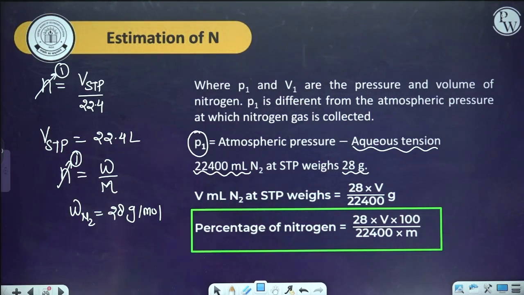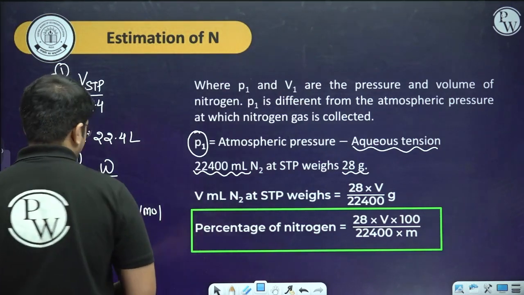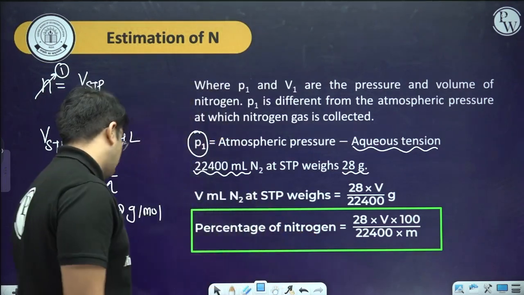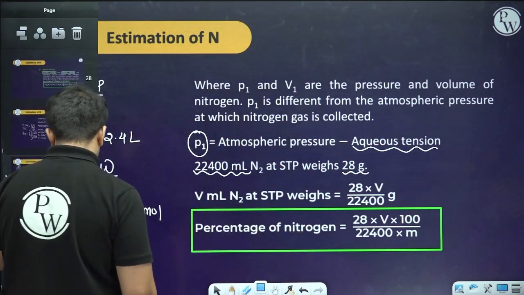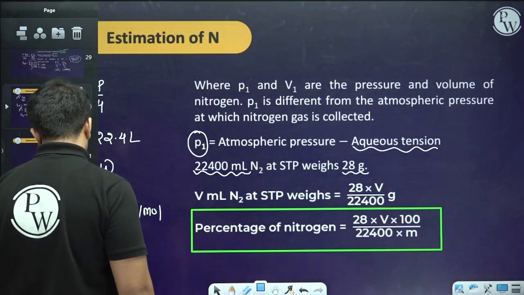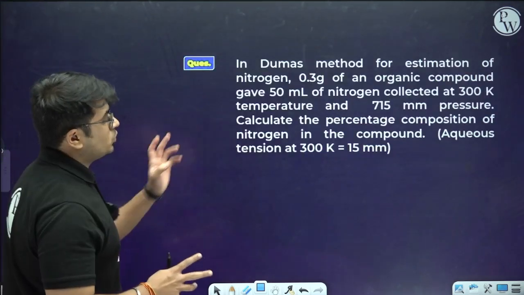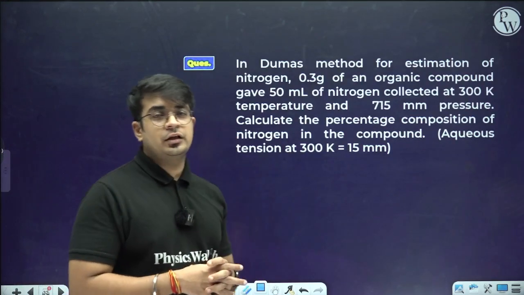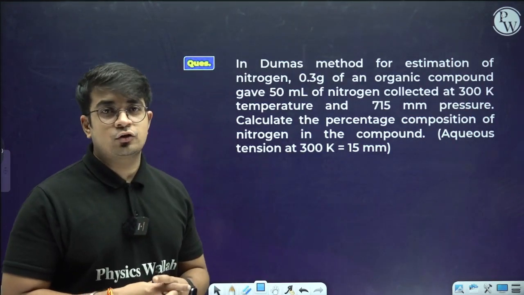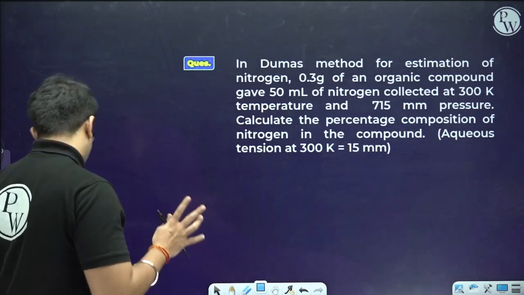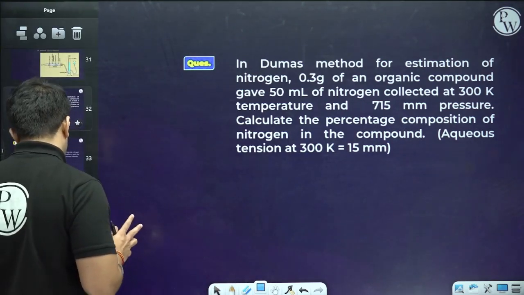I hope now I'm audible to everyone. Okay, and that's how you can estimate the amount of nitrogen in the organic compound. Now let's talk about the next process. You can practice this question for the calculation related to nitrogen with respect to the Dumas method. If you find any difficulty, just let me know. It's a very, very easy question.